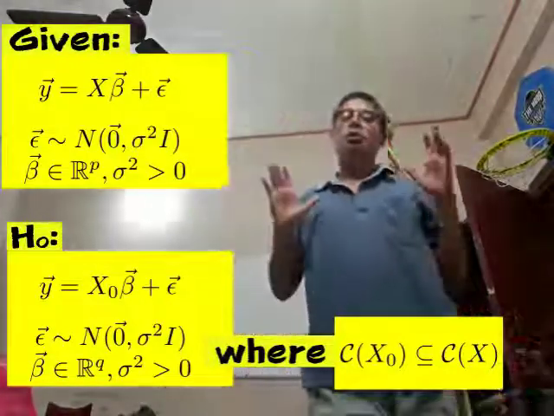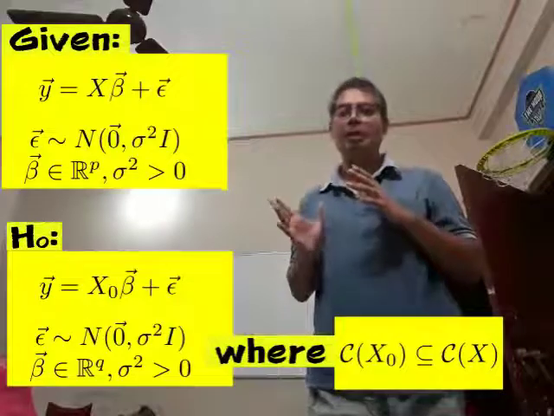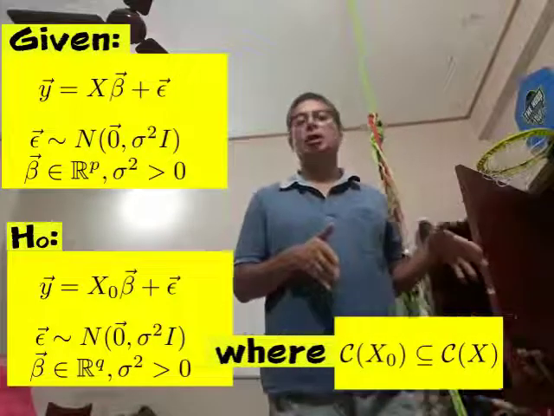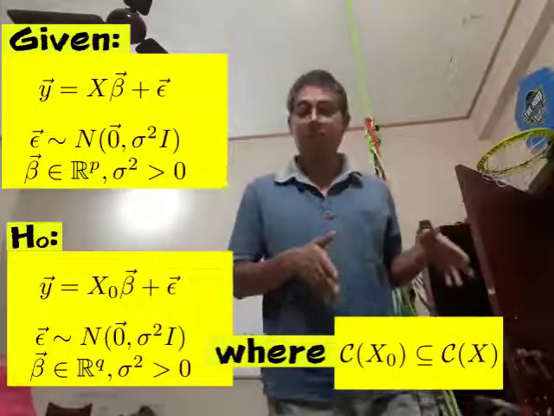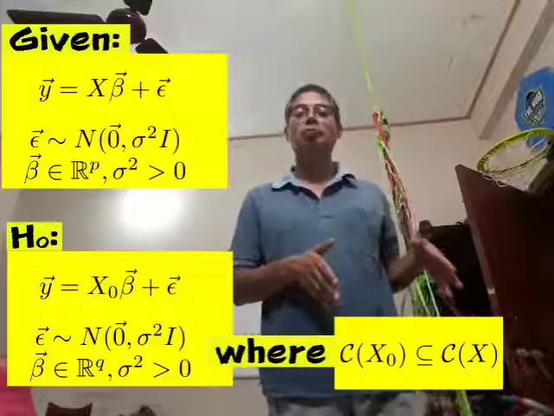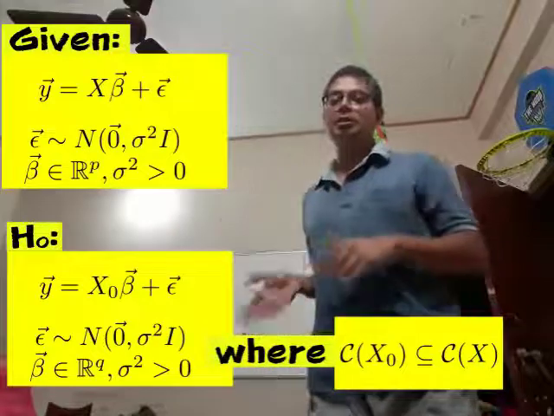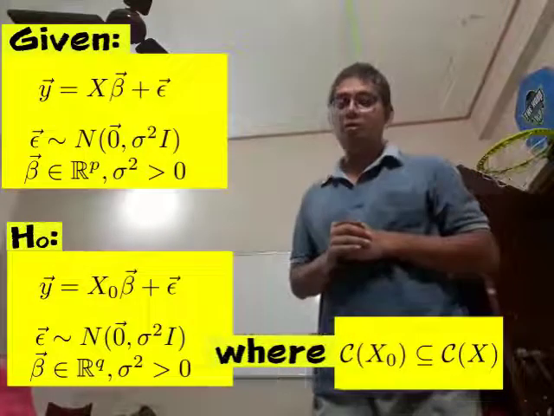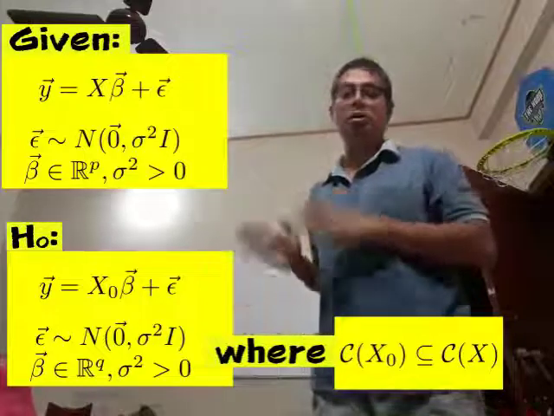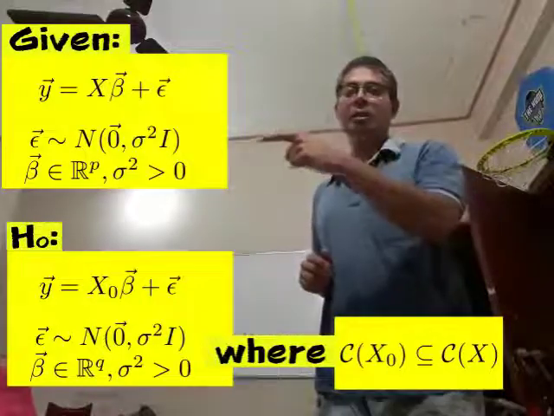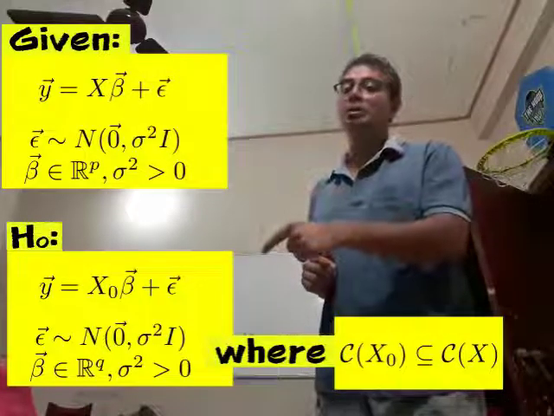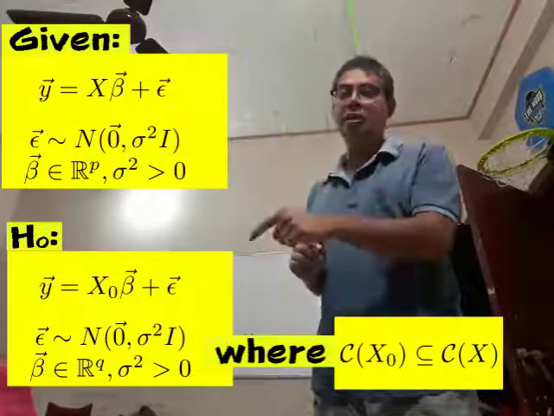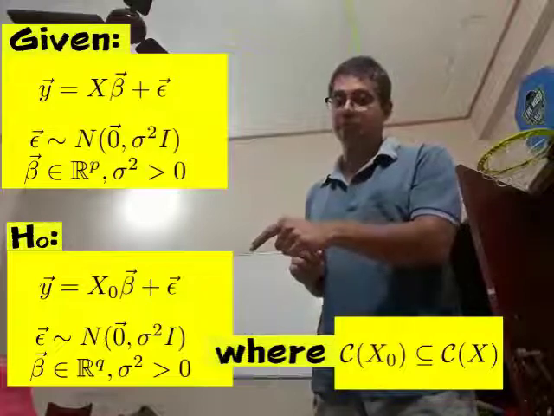Now we are also given some particular x naught such that column space of x naught is a subspace of column space of x, and we are asked to test the null hypothesis that x may be safely replaced by x naught. So that's the null hypothesis. The alternative hypothesis is this holds but this does not hold. So this is always given to us. This is the null hypothesis that we are testing.